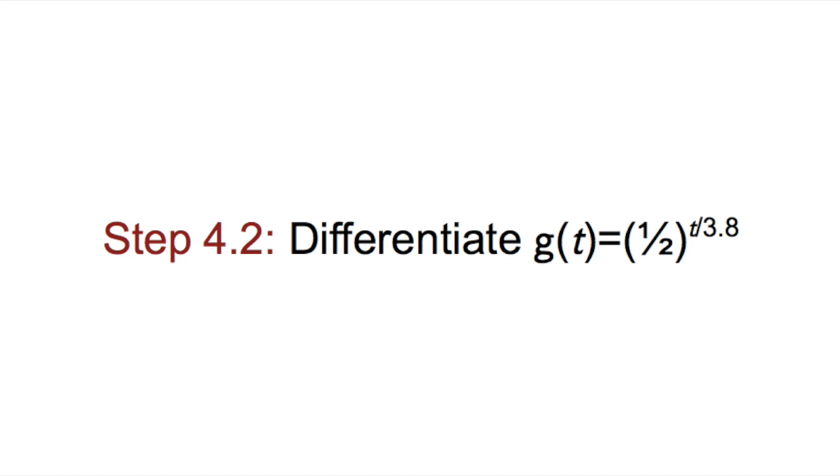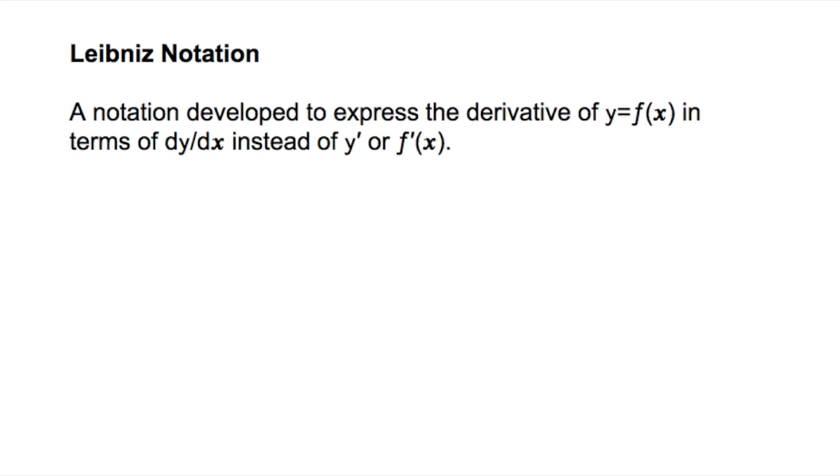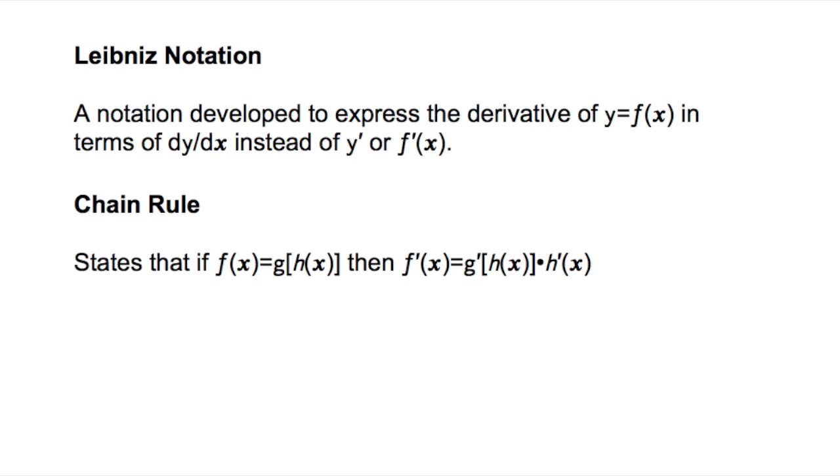Step 4.2. Differentiate g at t. We will use Leibniz notation and chain rule to differentiate this equation. Leibniz notation is a notation developed to express the derivative of y equals f at x in terms of dy over dx instead of y prime or f prime at x. And chain rule states that if f at x equals g times h at x, then f prime at x equals g prime times h at x times h prime at x.